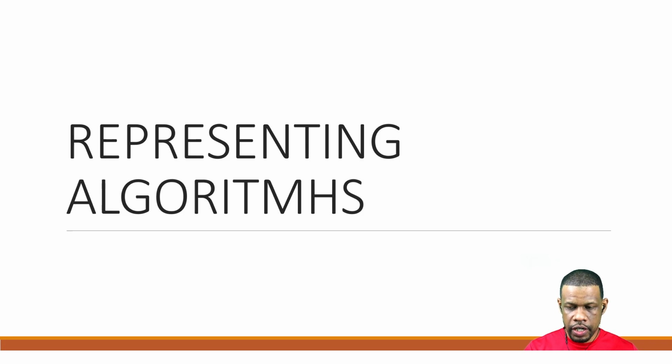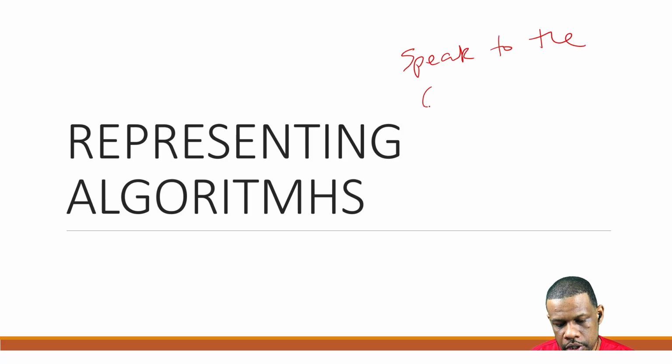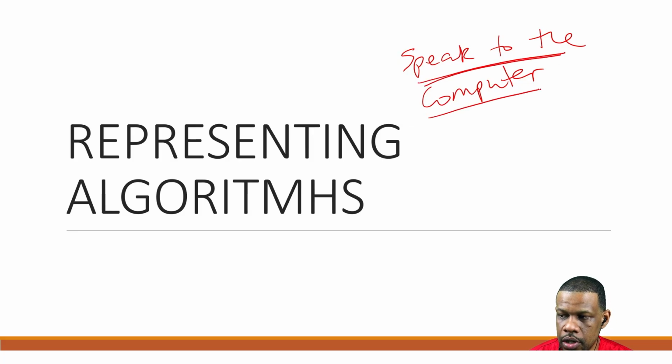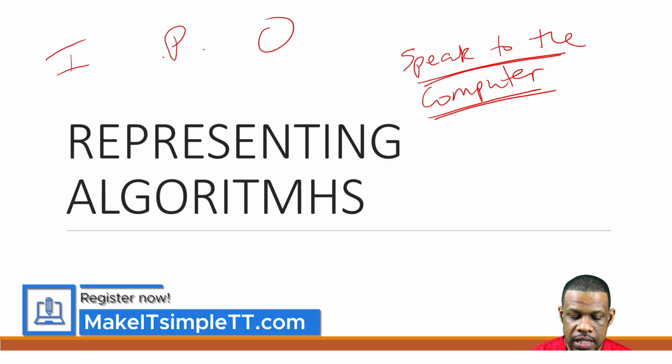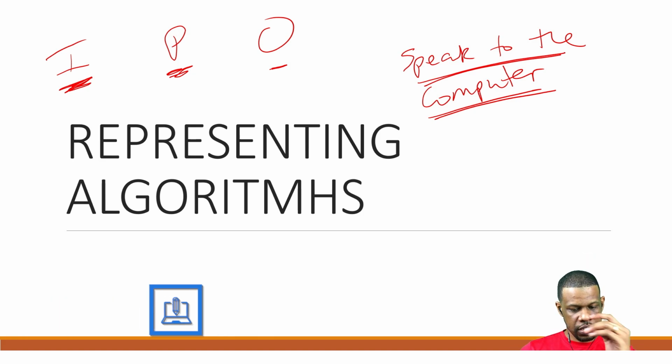So, we're going ahead, representing algorithms. Here we go. So when you're representing algorithms, you have to think of two major things that you're trying to figure out. You're trying to figure out how to speak to the computer. So your real goal is you're trying to figure out, okay, how do I actually speak to this computer? Now that I know what is input, process, and output, and how the computer sees that it must get the input, the process it has to go through, and the output that you're going to get, I have to now figure out, okay, how do I actually speak to this computer?